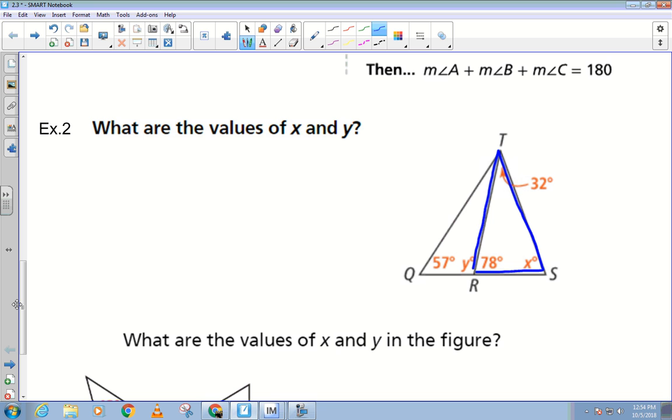Add 78 and 32, which is 110. So to get x, we're going to take 180 minus 110, and that gives me 70. Okay, so my x is 70.